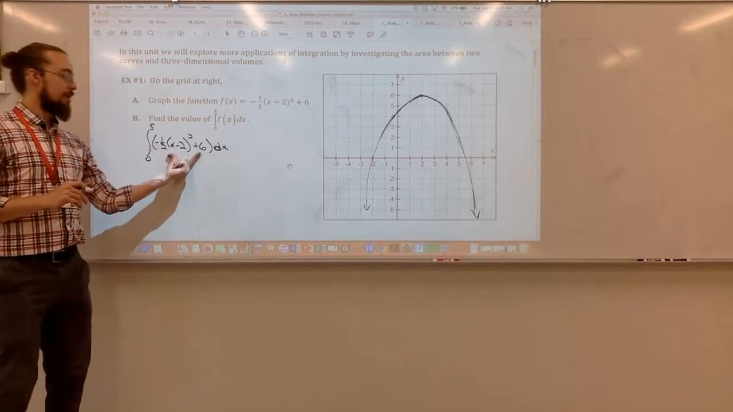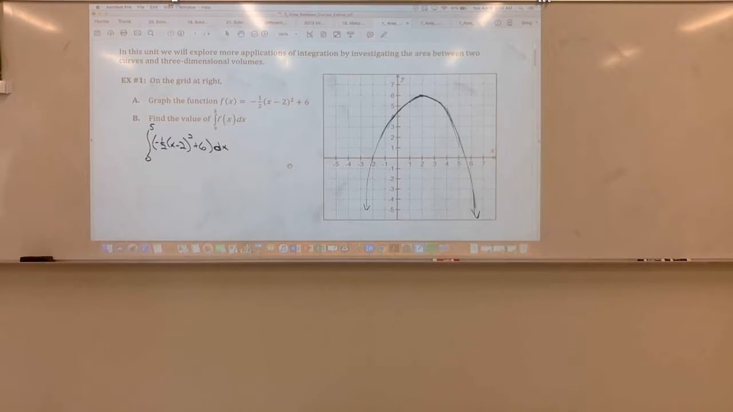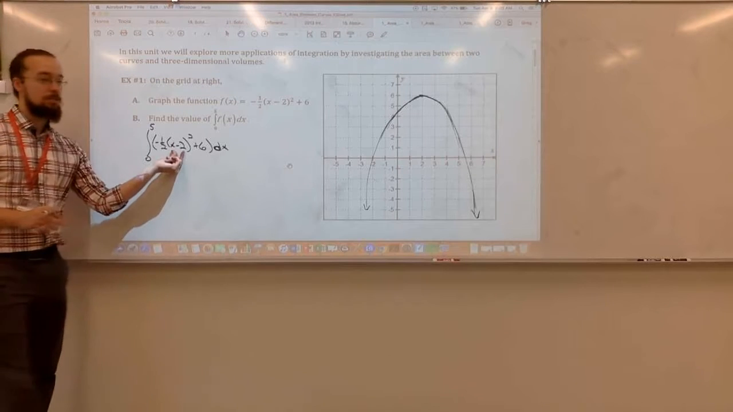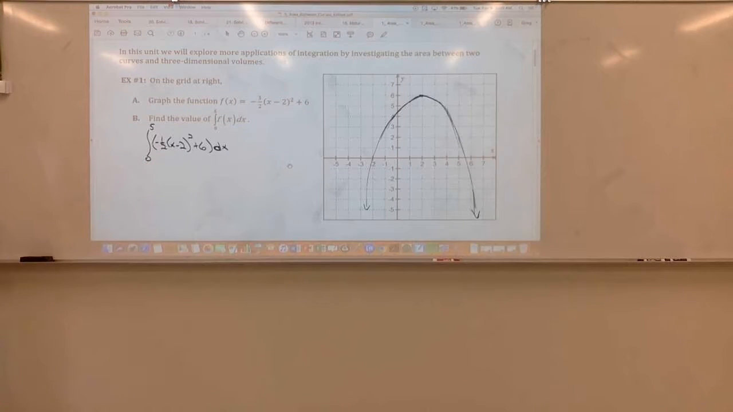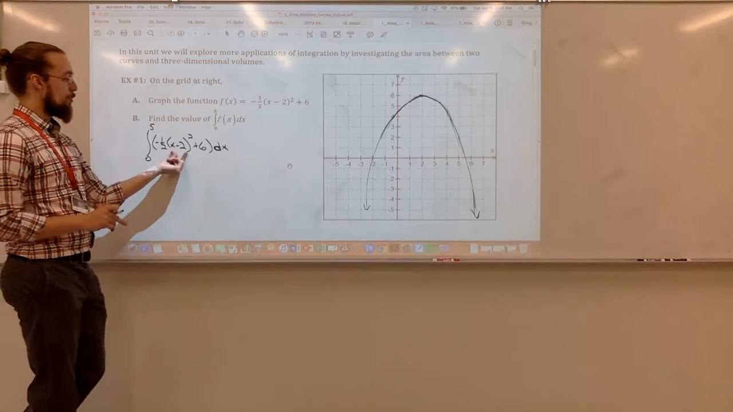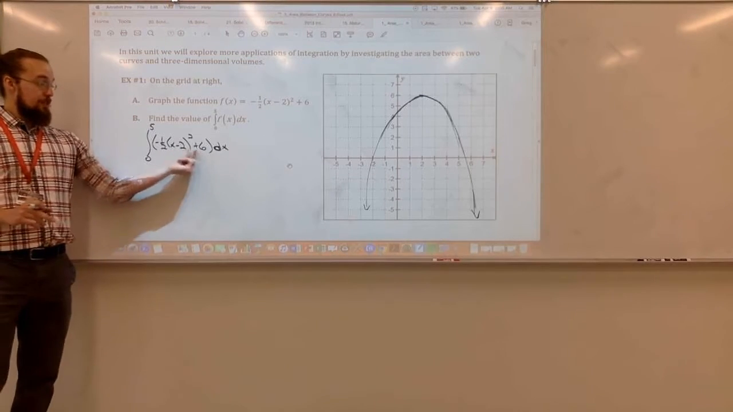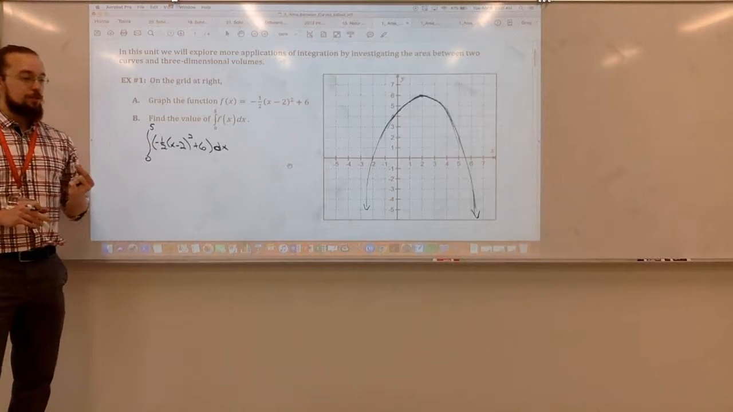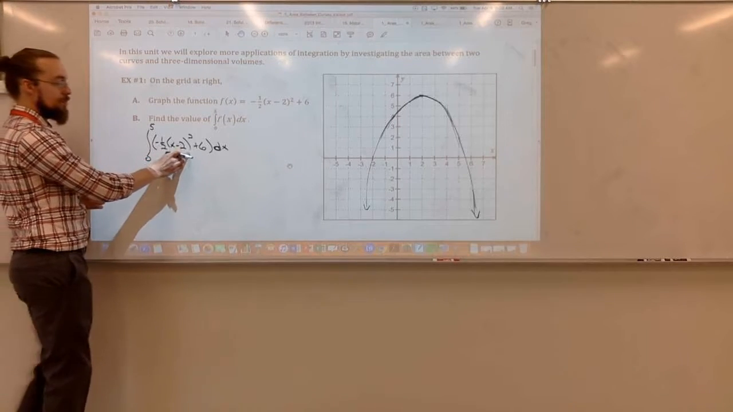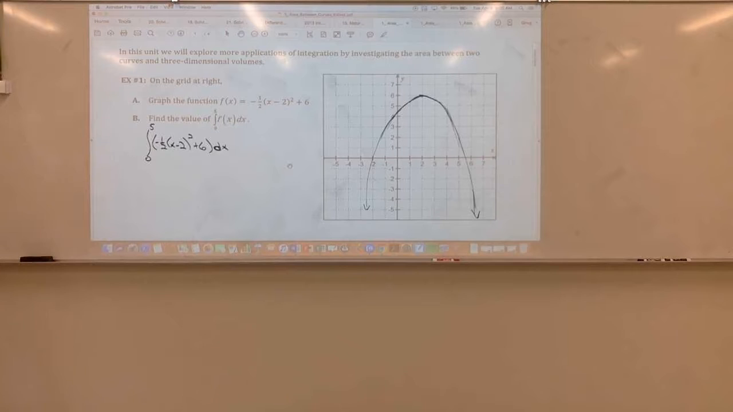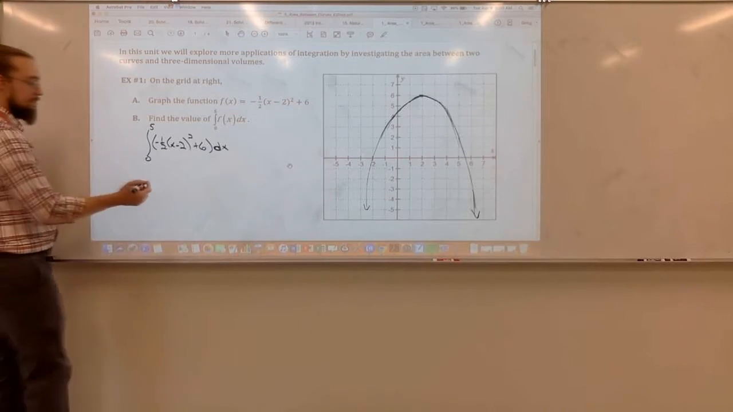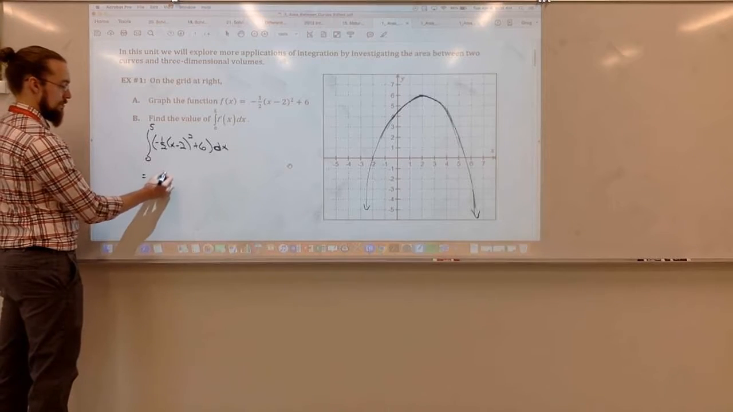So how would I do this by hand? How would I take this antiderivative? Well, you have to just pretend everything in parentheses is x. You mean this part? You can do that. Alright, that's definitely one way we can do it. Just think about this as one term and this as another term. So what would the antiderivative of negative 1/2 times x minus 2 squared be? Well, you add one.